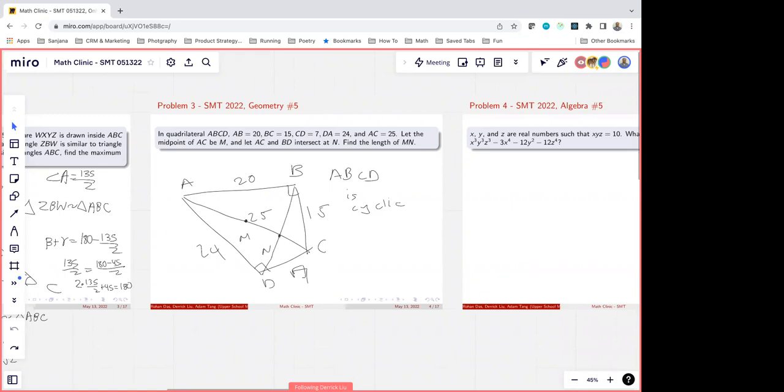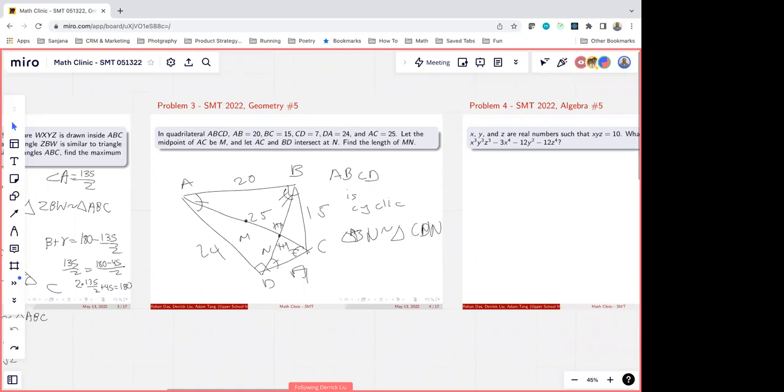So we can now use similar triangles because we know that angle BAC is congruent to angle BDC. And we know that angle ABD is congruent to angle ACD. So we can mark in these angles, and then because these are vertical angles, we have that triangle ABN is similar to triangle CDN.